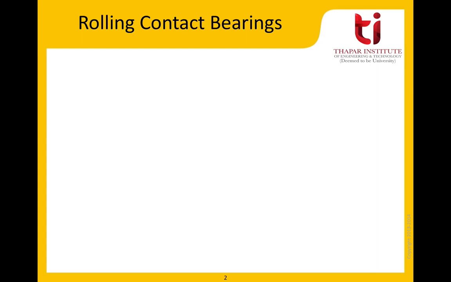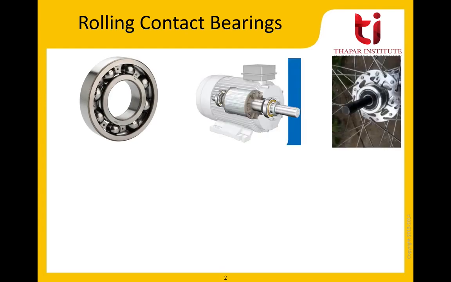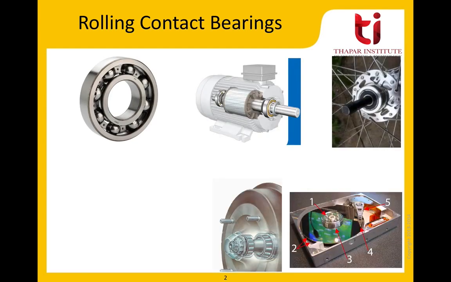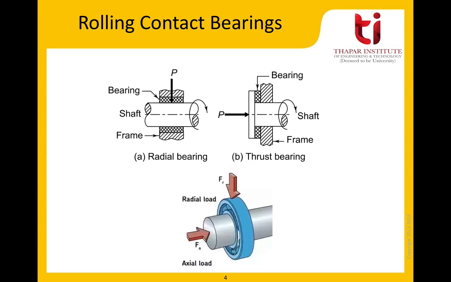In this video lecture I will be continuing with the topic of design of rolling contact bearings. In the previous lecture we have already discussed the fundamentals of rolling element bearings, starting with what bearings are, why we need them, and where they are used in practical life situations. Then we discussed the concept of load, the types of load a bearing must withstand, namely radial and thrust loads, and we also talked about static and dynamic loads.